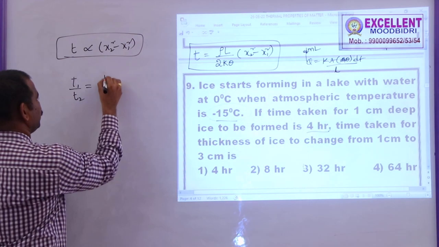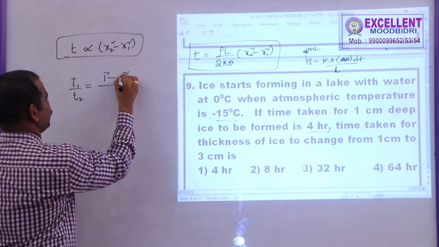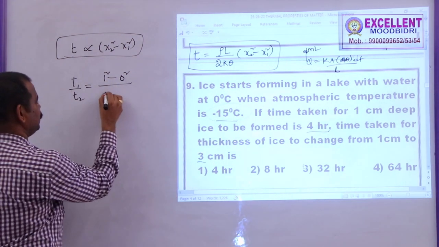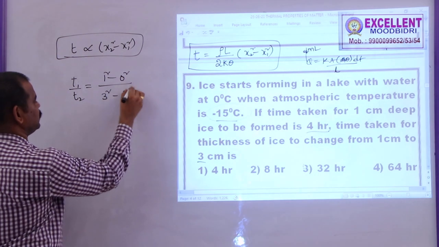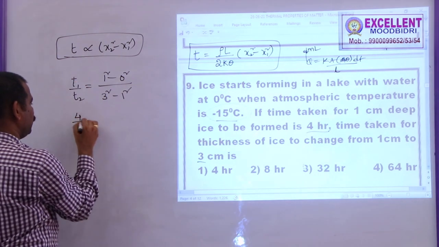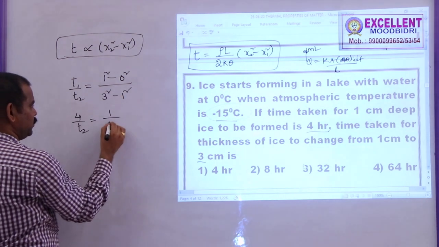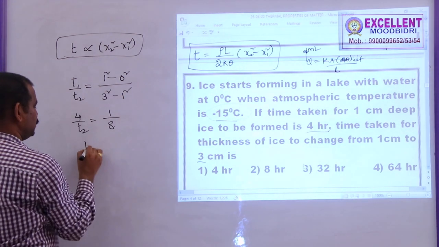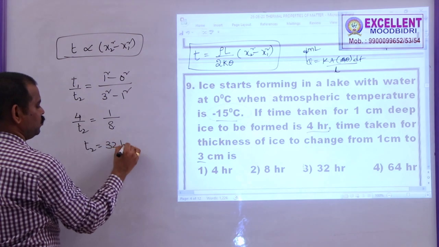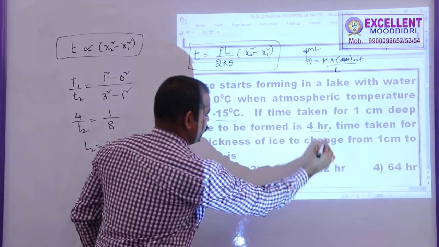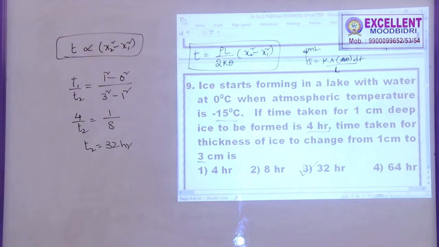So this will be 1 square minus 0 square by, second case 1 to 3, that is a final thickness is 3 centimeter, this is 1 square. This is given as 4 by T2 is equal to 1 by, this is 9 minus 1, 8. So 8 fours are 32 hours. That means for this ice to form, it will take 32 hours. Option 3 is correct.